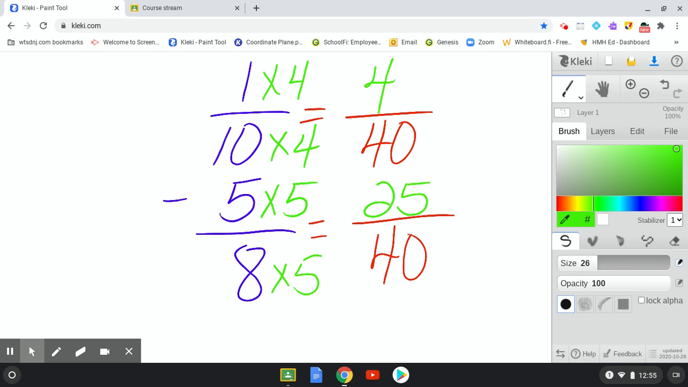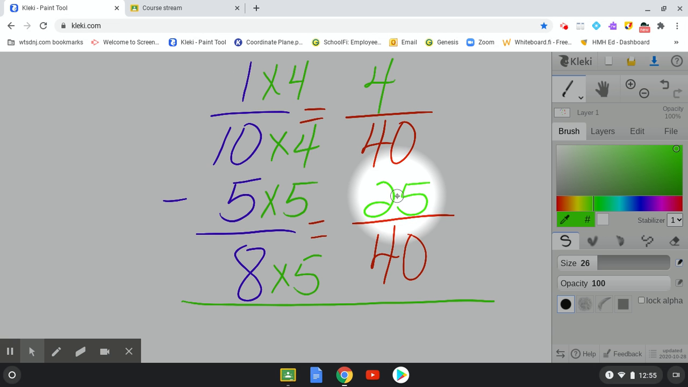Okay, so right now I have 4/40 minus 25/40. Okay, so this is where I have a problem, because I cannot take 25 from 4, all right? I cannot actually do this subtraction. So watch what I do.